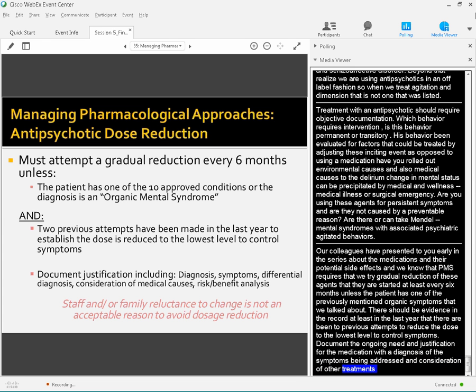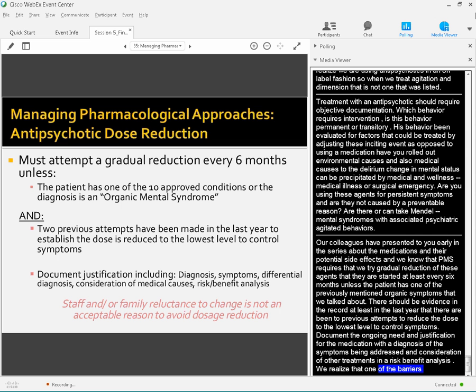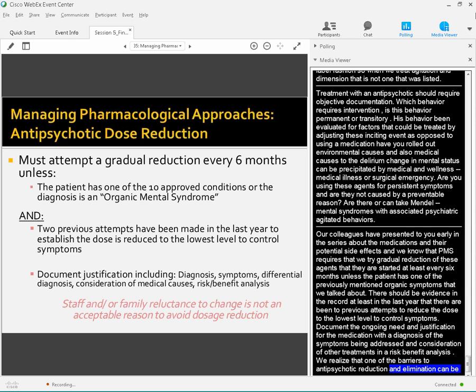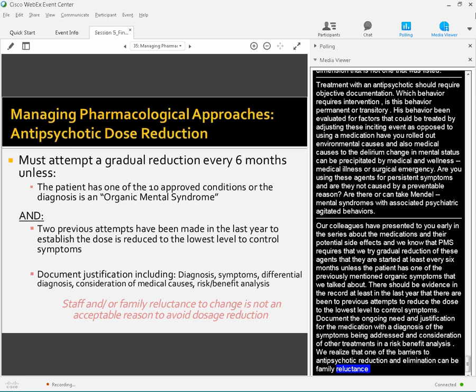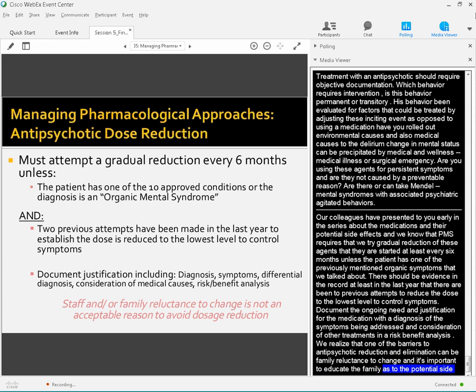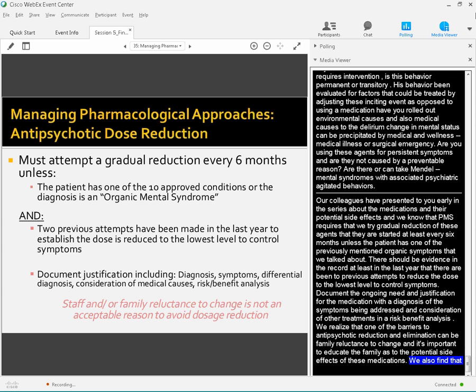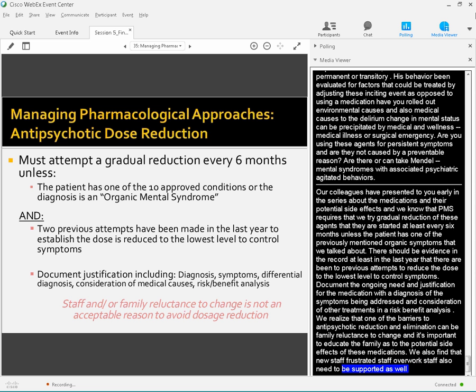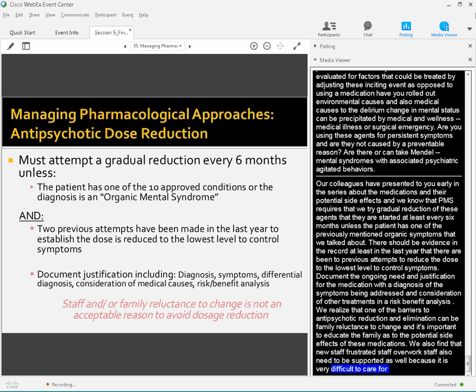We realize that one of the barriers to antipsychotic reduction and elimination can be family reluctance to change. And it's important to educate the family as to the potential side effects of these medications. And we also find that new staff, frustrated staff, overworked staff, also need to be supported as well, because it is very, very difficult to care for these patients on an ongoing way, and it's very tempting to reach for medication to control behaviors.